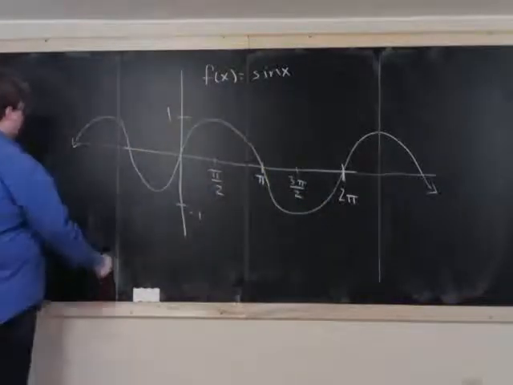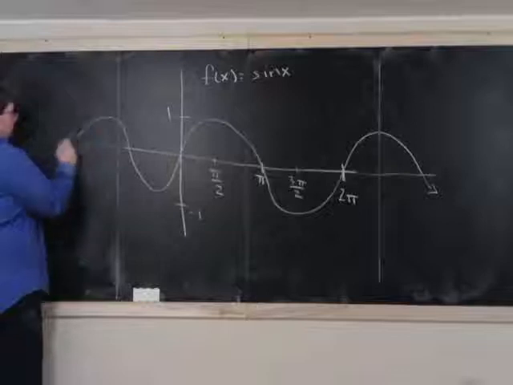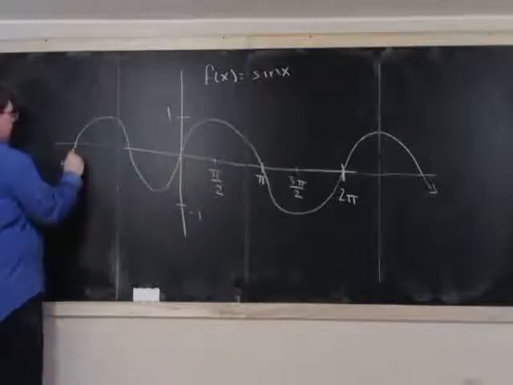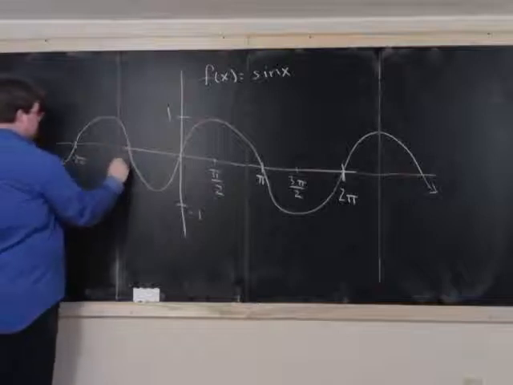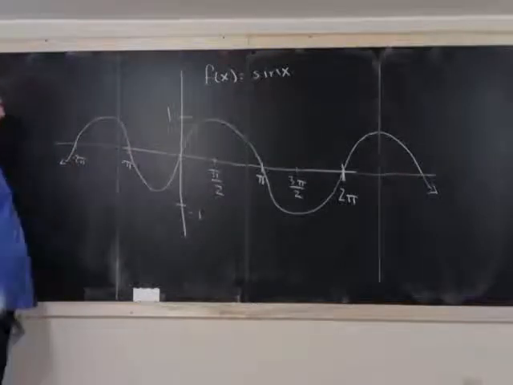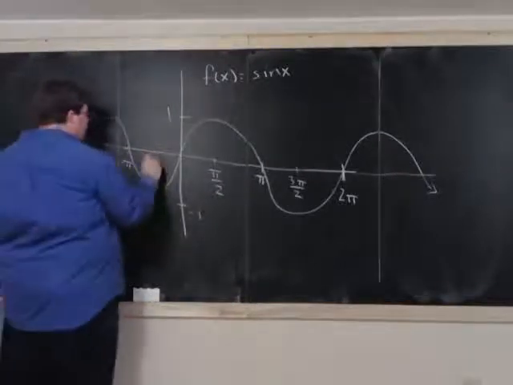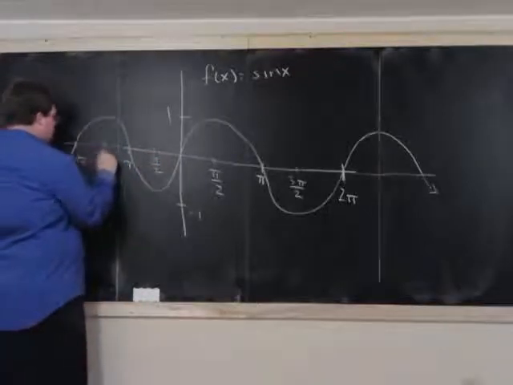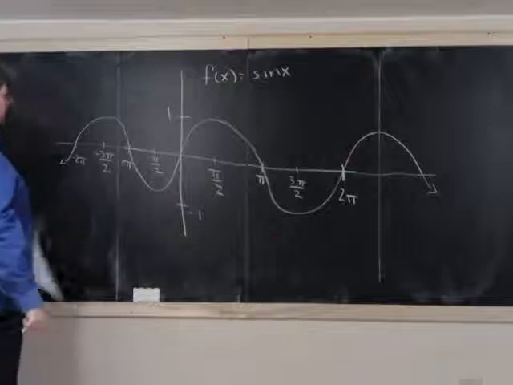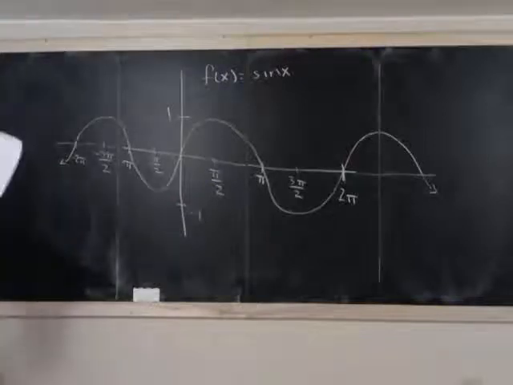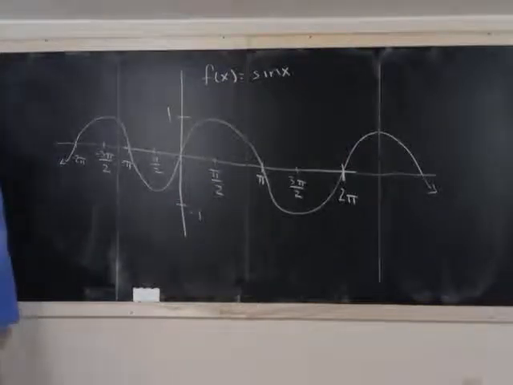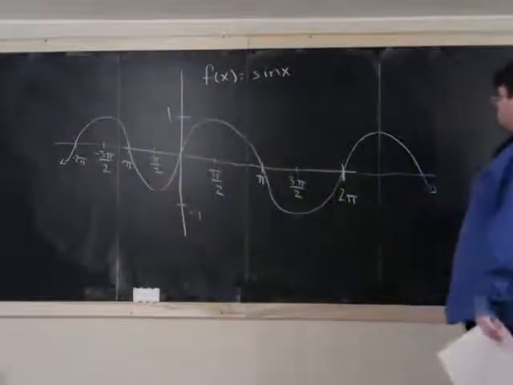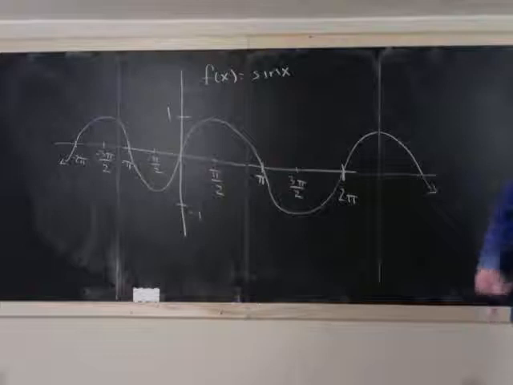And if you go the other direction, this point right here would happen at negative 2 pi. This point here at negative pi. This point here, negative pi over 2. This point here, negative 3 pi over 2. Now, the first thing we'll notice about this is that this graph does not satisfy the horizontal line test.